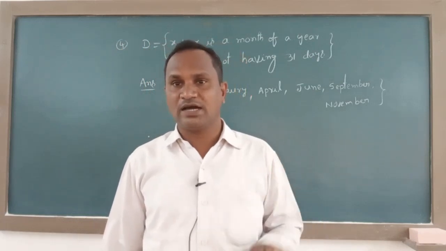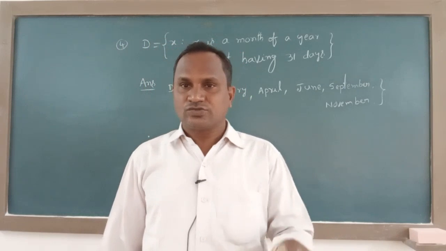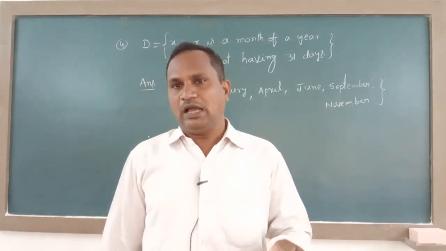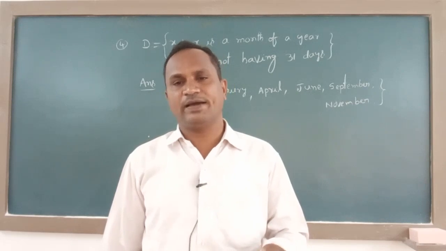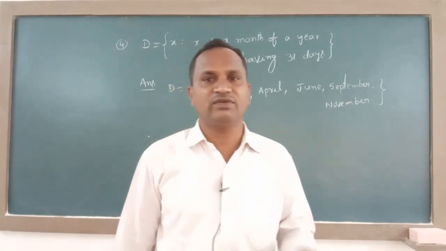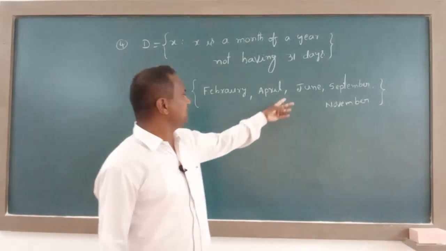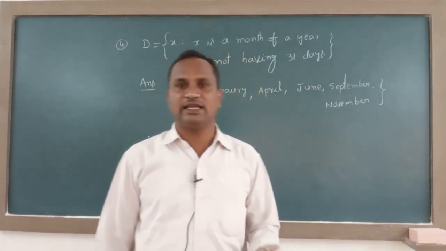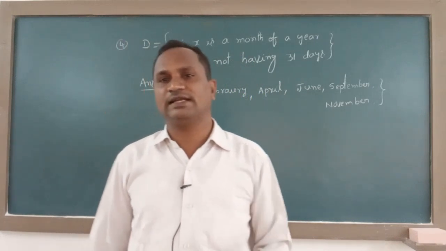January, March, May, July, August, October and December. 7 months, and the remaining 5 months, totally 12. 7 months have 31 days. The remaining 5 months have 30 days.